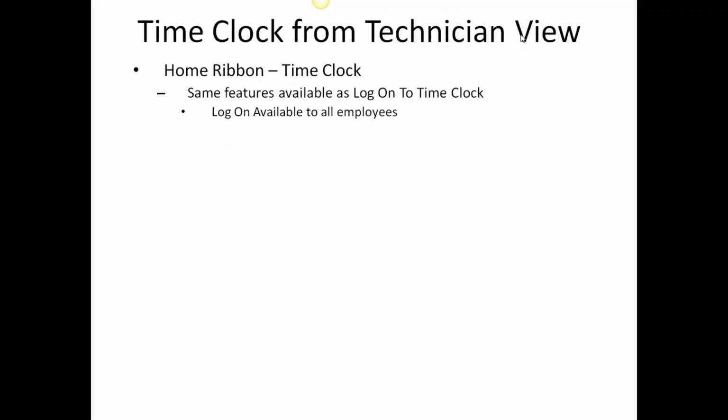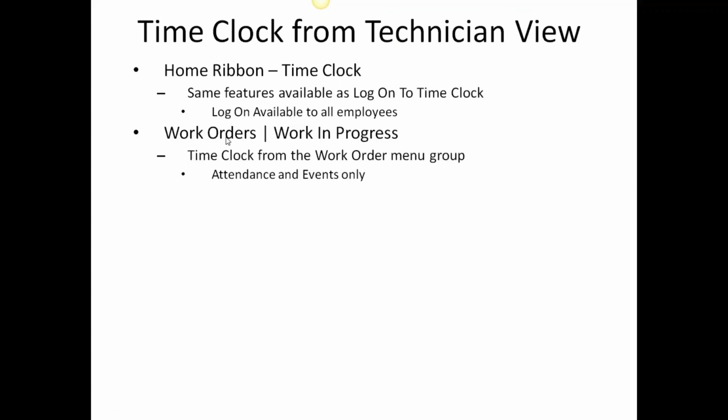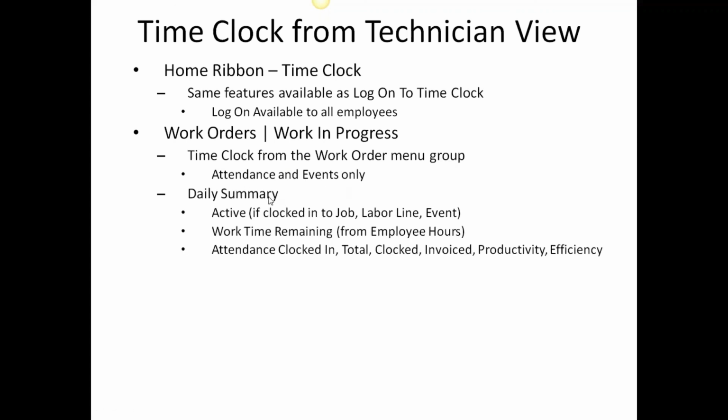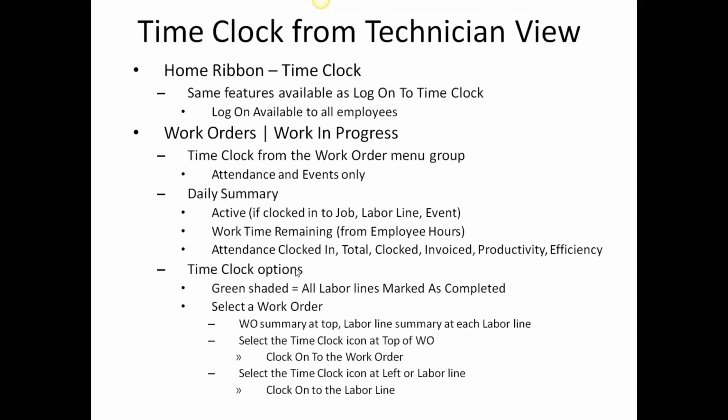From the home ribbon on the technician view, it has the exact same features as the log on to time clock from the home ribbon on any other view, and it is available to all employees. We have the ability to log into work orders from the work in progress. Okay, so the time clock from the work order menu group only allows attendance or events. The daily summary, which is across the top of the technician view screen, shows the active items currently clocked into, work time remaining, Okay, and then the attendance clocked in, total, clocked, invoiced, productive, and efficiency. And then your time clock options.